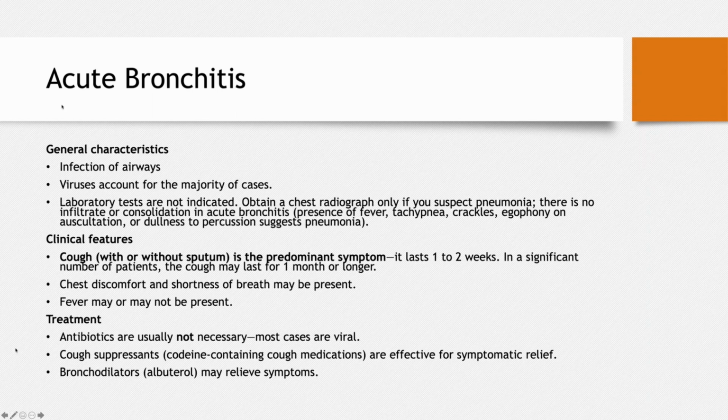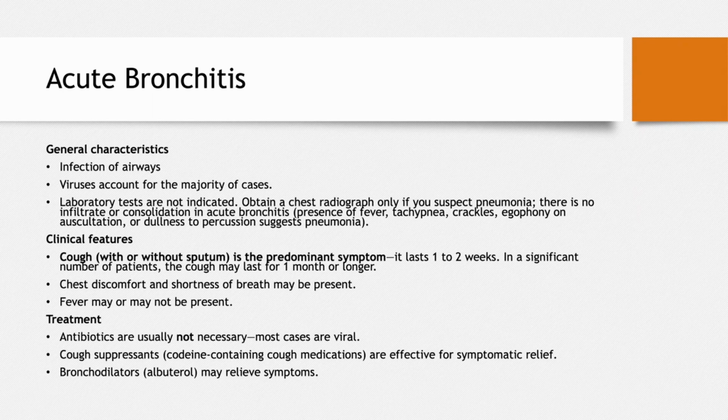The next disease that we're going to talk about is acute bronchitis, and this is probably way more common than anything that we've seen up to this point. It's an infection of the airway. Remember, we said pneumonia was infection of the parenchyma of the lung. This is an infection of the airways of the lung.